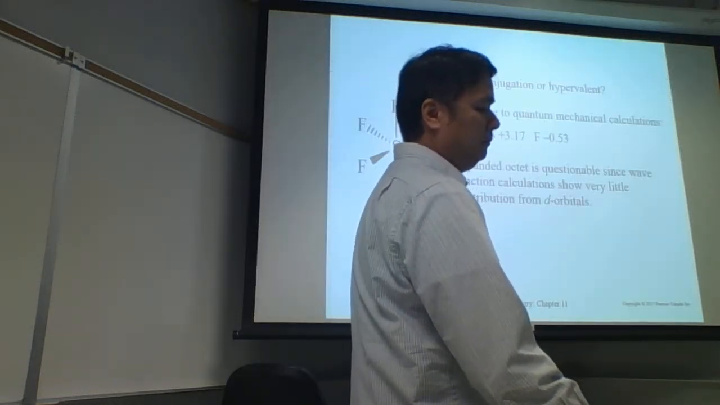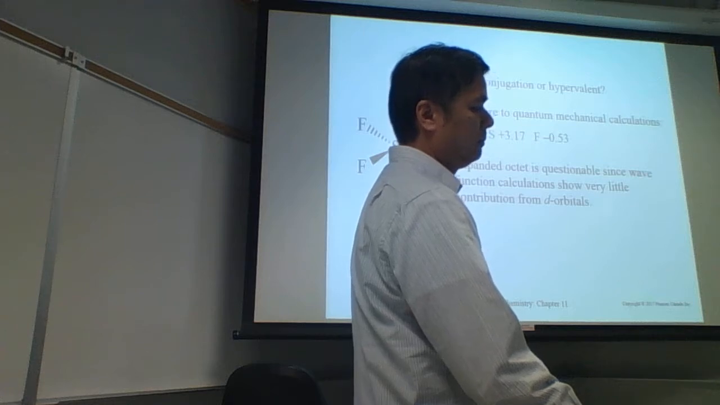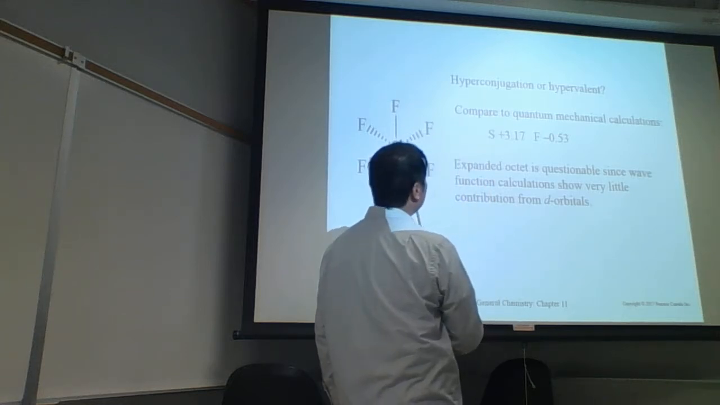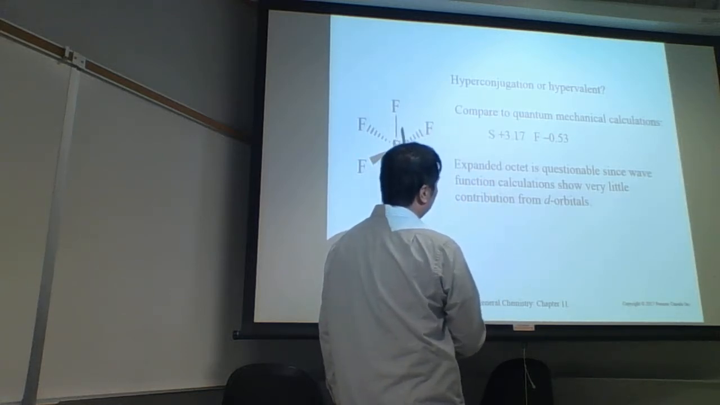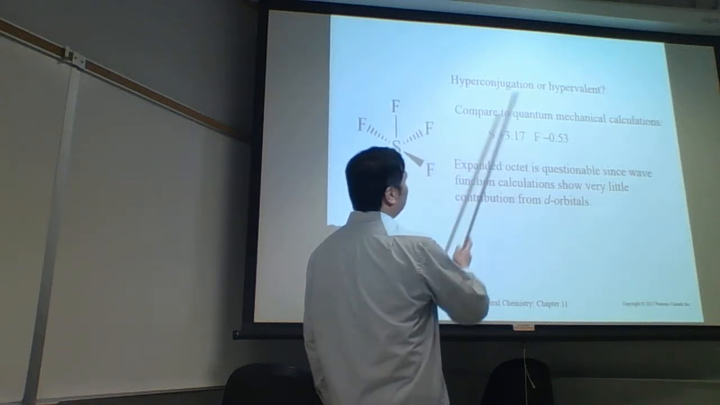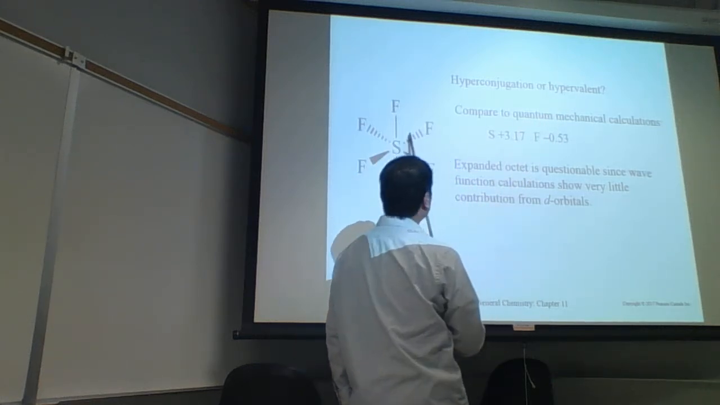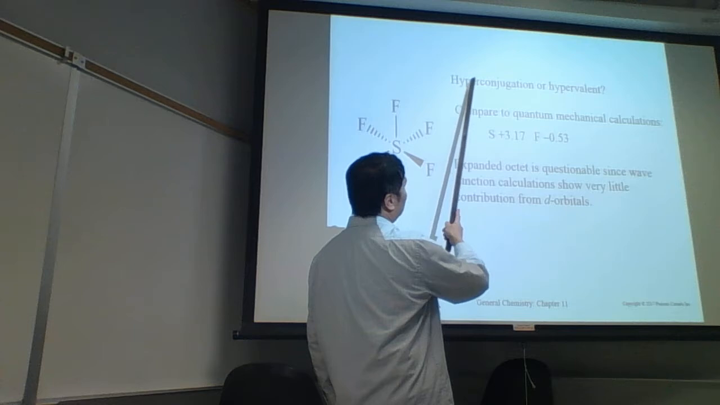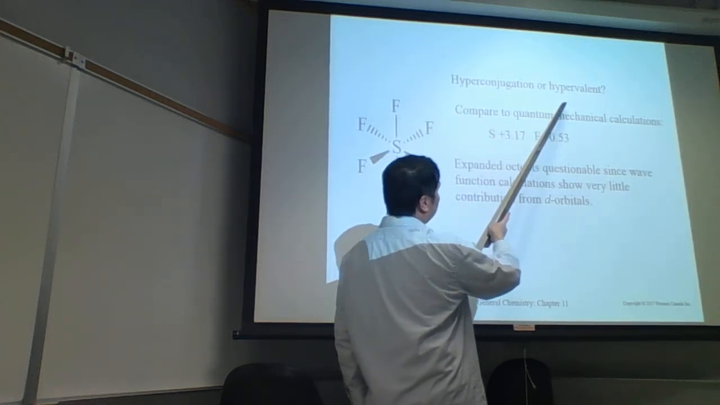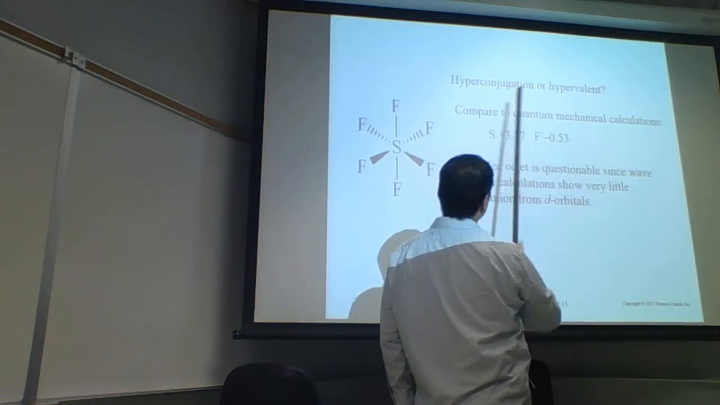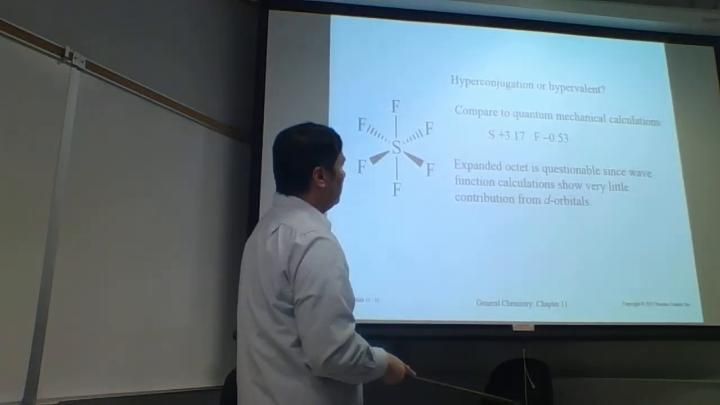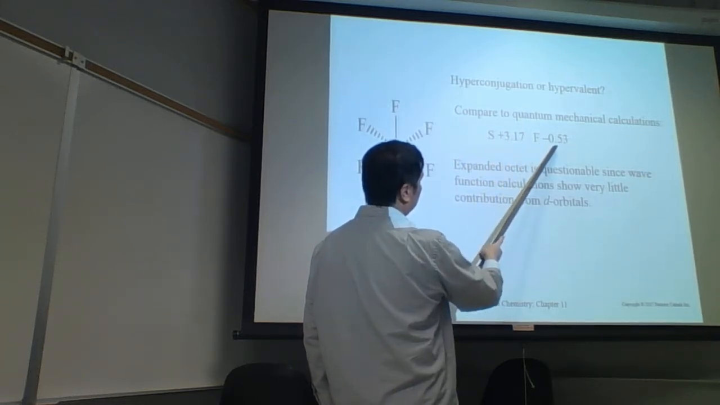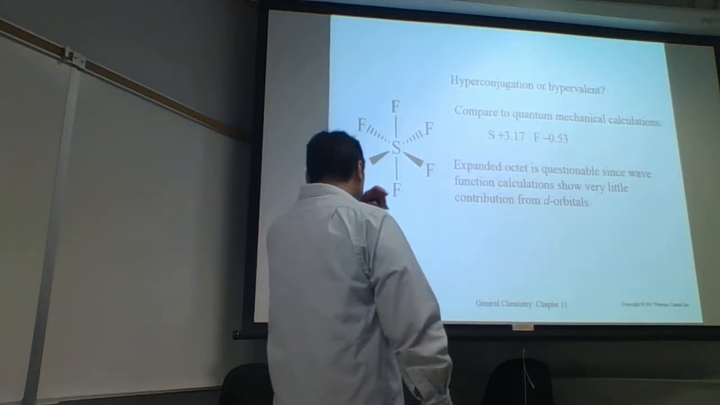And so they're saying hyperconjugation is this mixing in of ionic bonding in here. Hypervalent is just keeping everything covalent and then just expanding the octet. And so they're asking, okay, should we keep an octet and then introduce ionic bonding, or should we just keep it expanded octet? And so when they compare to the quantum mechanical calculations, they look at the charge on the atoms there.